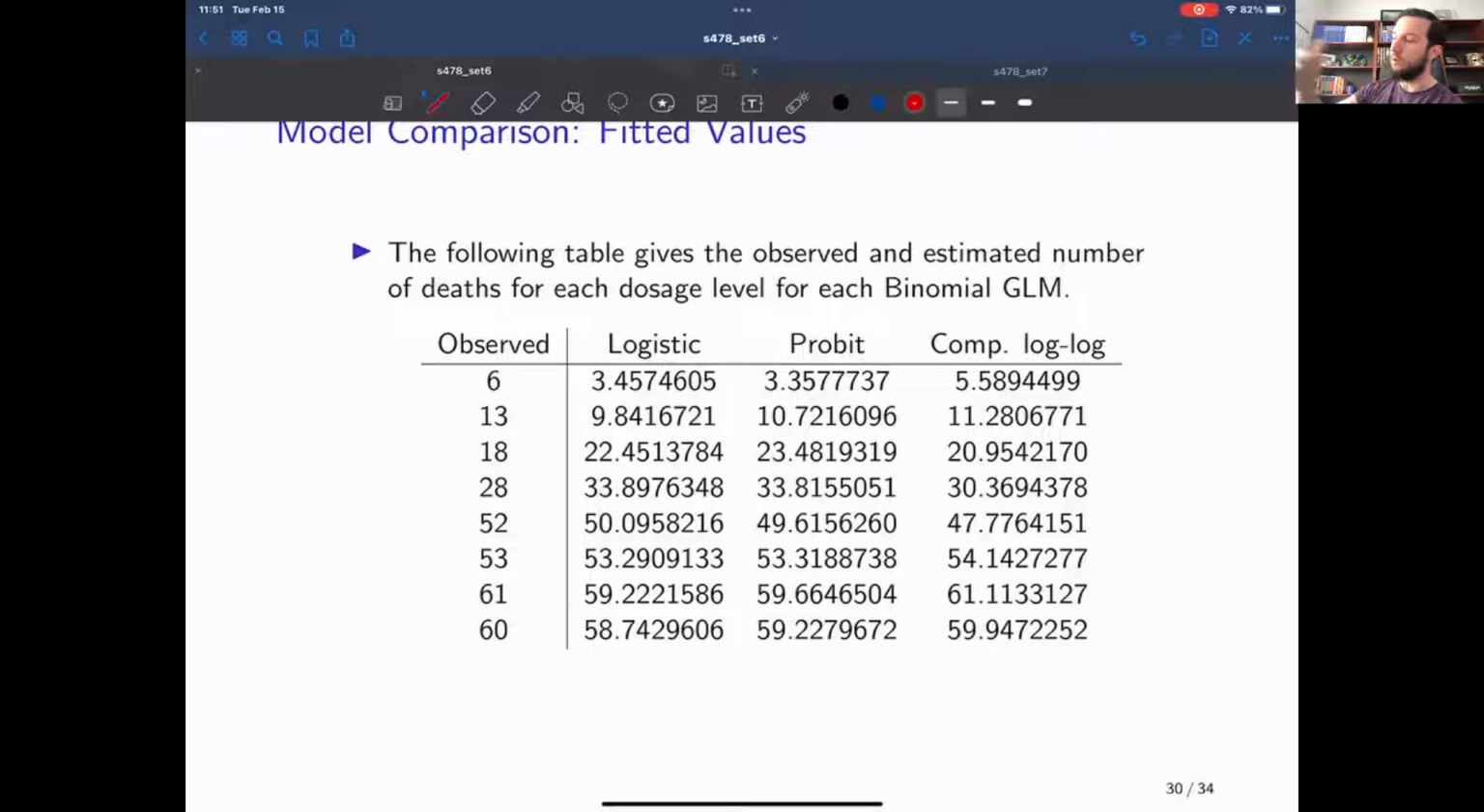So it seems like what that complementary log-log model is doing better than the other two is capturing the tail behavior of the observed data set. Whereas the probit and logistic model seem to be better in that middle part, the mean area of the data set.